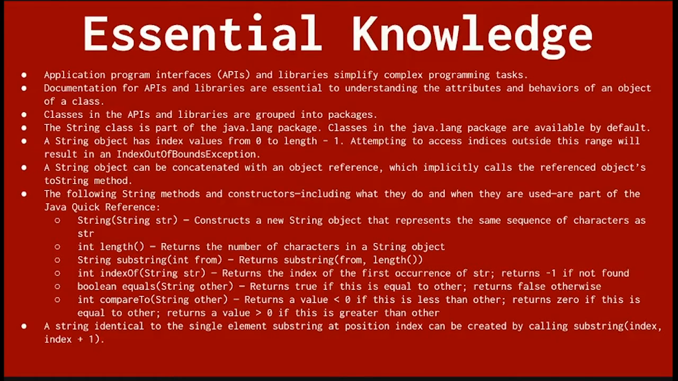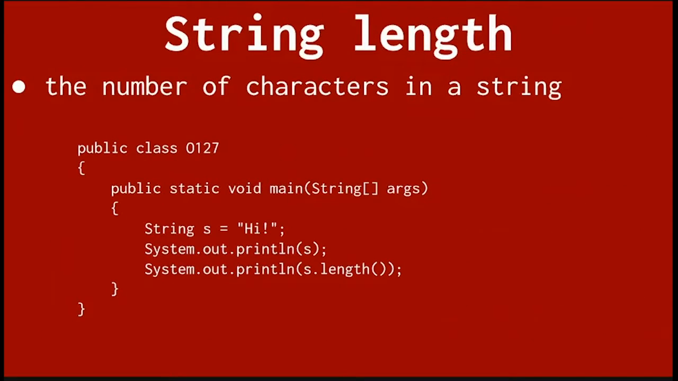It says the following string methods and constructors included with what they do and when they are used are part of the quick reference. That is linked on the website. If you go to APCSA, there's a link for the quick reference, and it includes all of the things that I have right there. And then it says a string identical to the single element substring of a position can be created. I'm going to go over substrings right now. So first thing we're going to talk about is length.